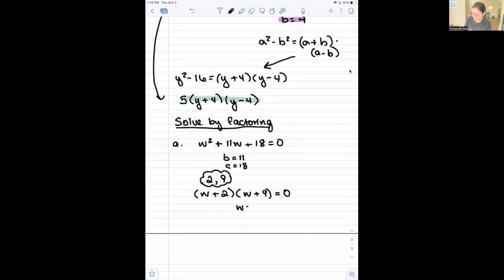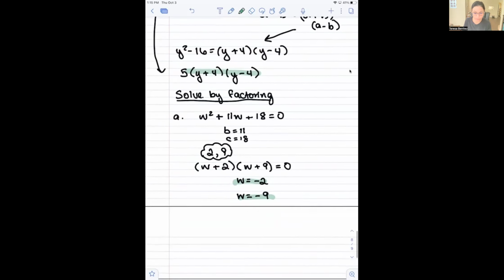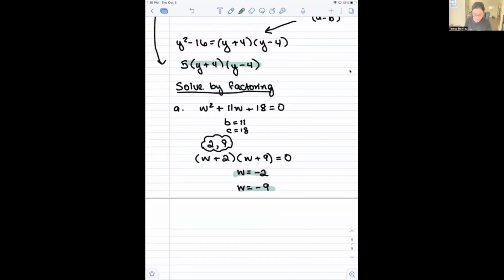And this happens when w is -2. It also happens if w is -9. Okay? Because when w is -2, this is 0. When w is -9, this is 0. So as long as one of those two is true, then my whole expression will be equal to 0.